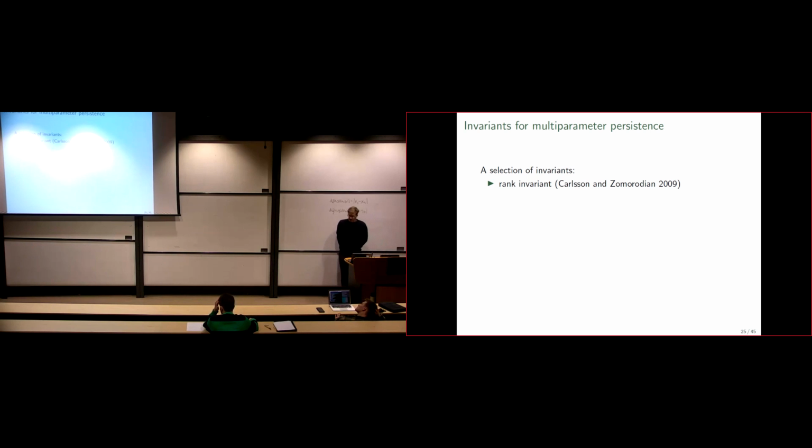The first invariant for multi-persistence. The area of multi-persistence is quite new. The first paper was in 2009, I believe, and what was also introduced by the same people is an invariant which they call the rank invariant. What this invariant does is it simply computes the rank of all the maps in the persistence module. And I will try to give some intuition for this later.